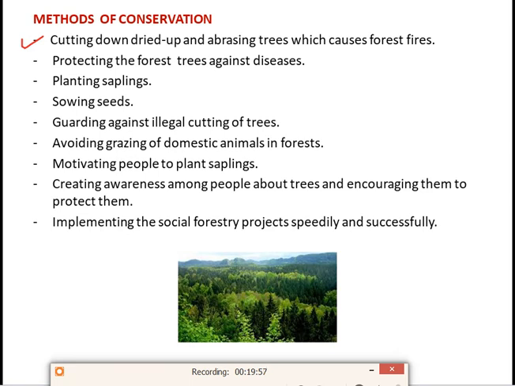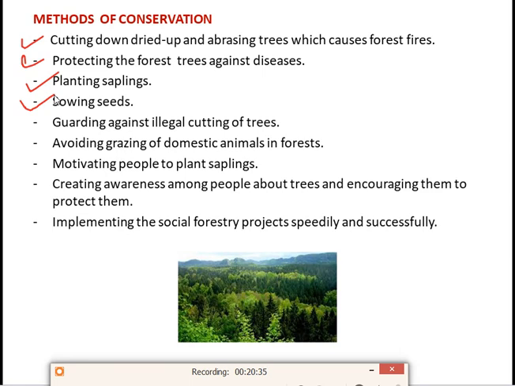The second thing is protecting the forest trees against diseases. If any disease is spreading in a particular tree, we have to protect the other trees from getting those diseases. Planting saplings: the small plants, the baby plants, are known as saplings. If we plant the saplings, they will grow into new trees. So by this we can protect our trees. Next is sowing seeds. Sowing seed is a good method of growing any plant. If we sow the seeds in the ground or in the soil, new saplings or baby plants will come out, and finally turn into trees.